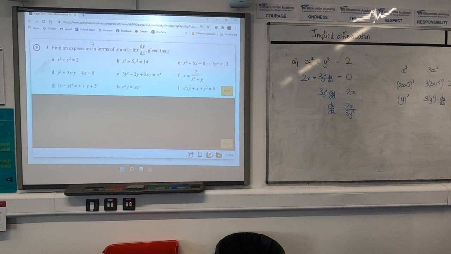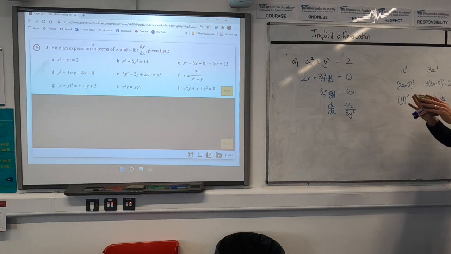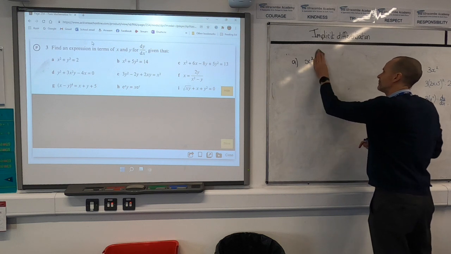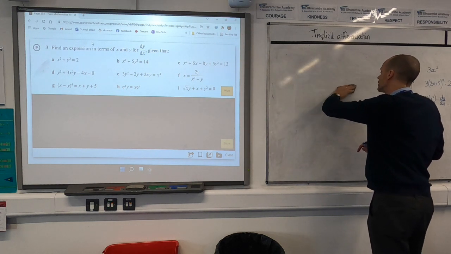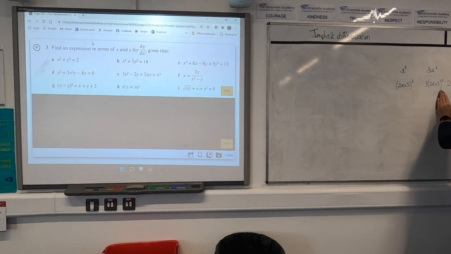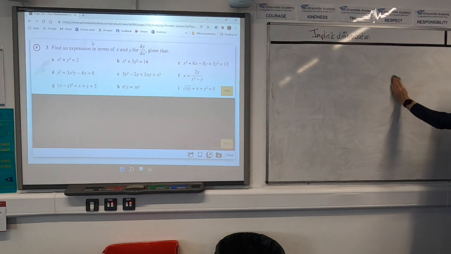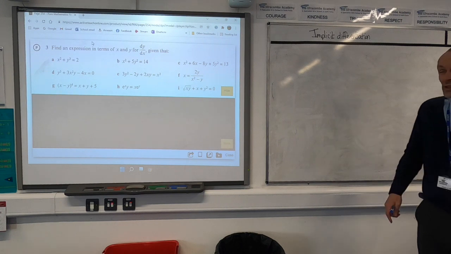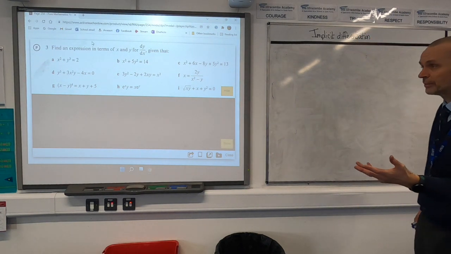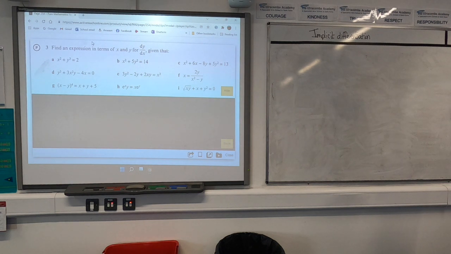So let's have a look at C next. Are we happy with that, anyone to ask about that? Okay, have a go at C next. I'm hoping you can do C just using that process as I've described it. When you differentiate an x term, it's just normal. When you differentiate a constant, it will disappear as always. When you differentiate a y term, pretend it's an x, then multiply it by dy by dx.